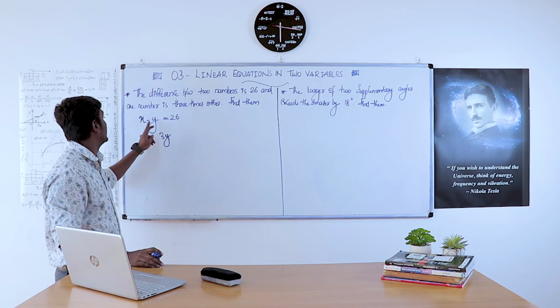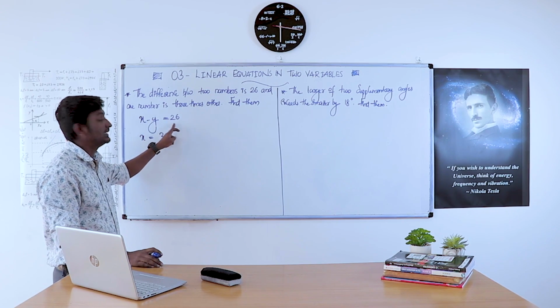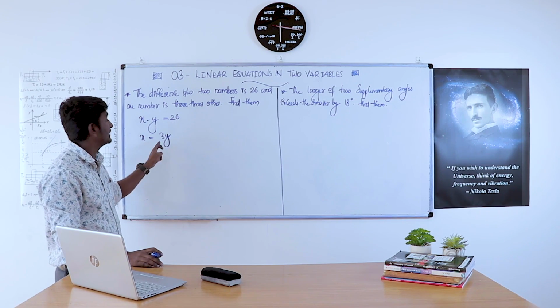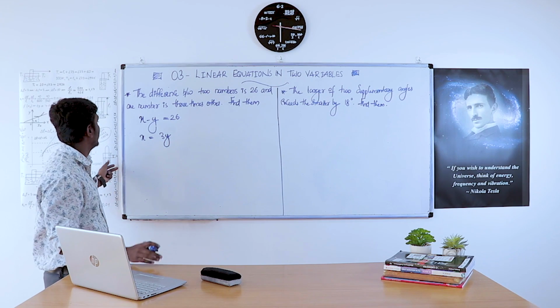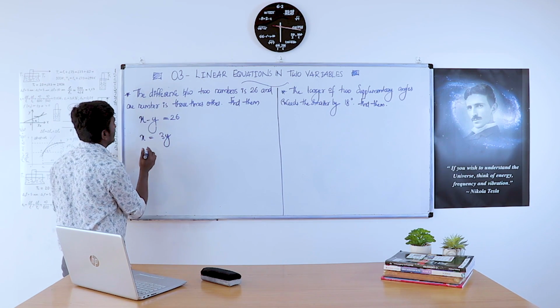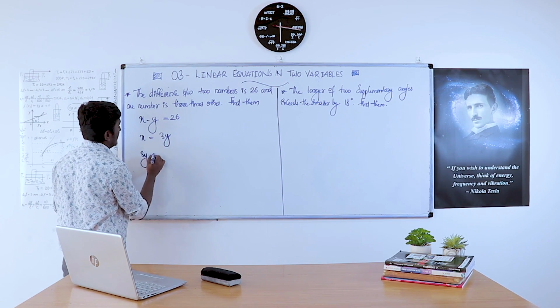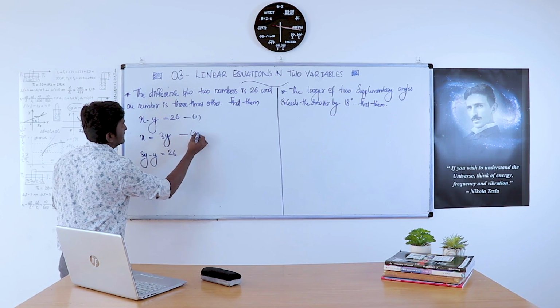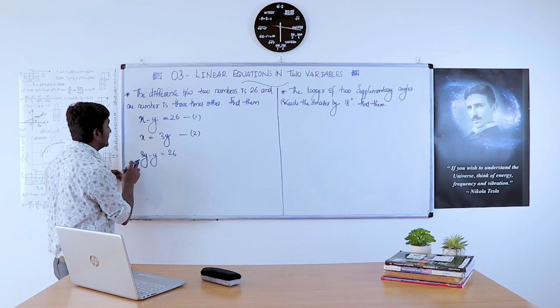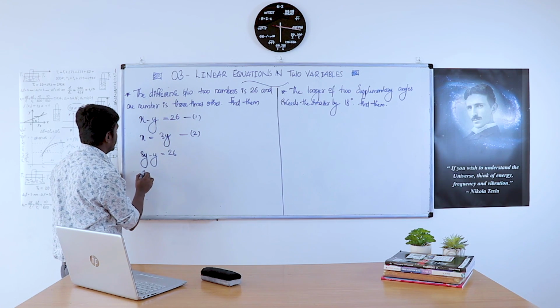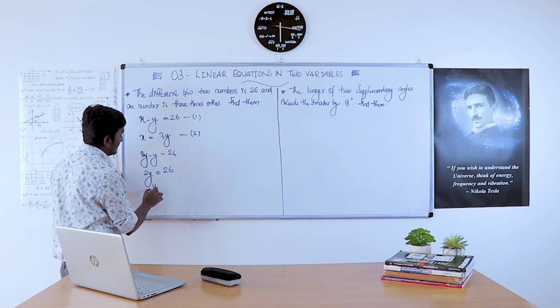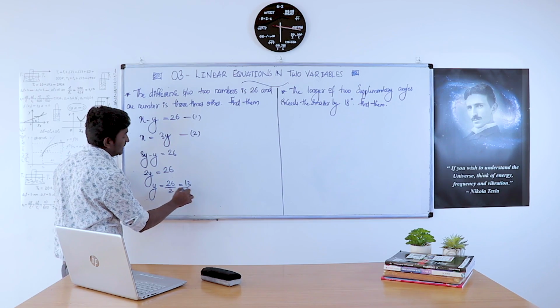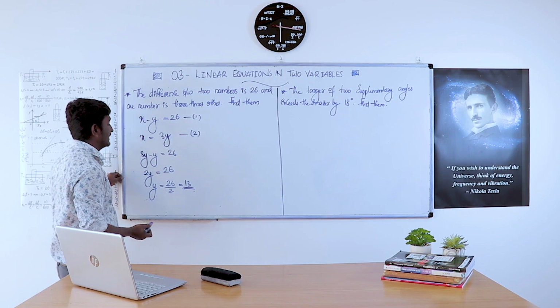Simple. Difference between two numbers is 26. One number is 3 times the other. So, we can easily find the numbers. Just substitute 3y in the first equation. What we get? 3y minus y is equal to 26. This is equation number 1. This is equation number 2. Substituting 2 in 1 gives 3y minus y is equal to 26. 3y minus y is 2y. 2y is equal to 26. Then what is y? y is equal to 26 by 2, which is 13.